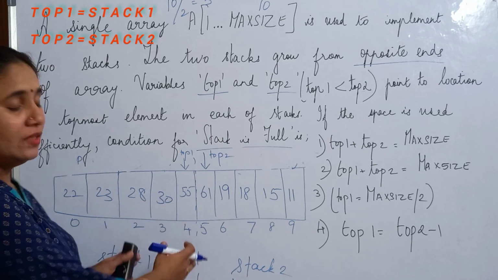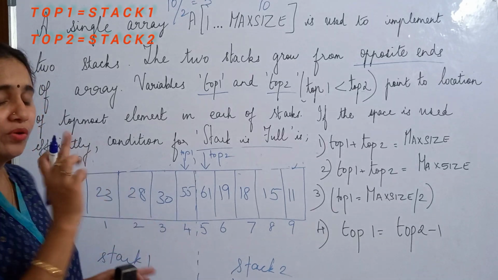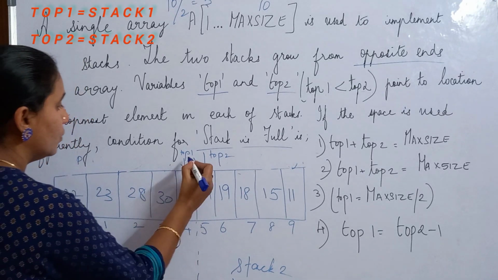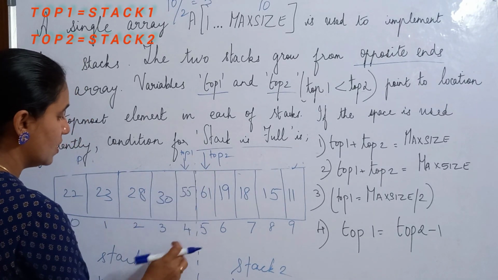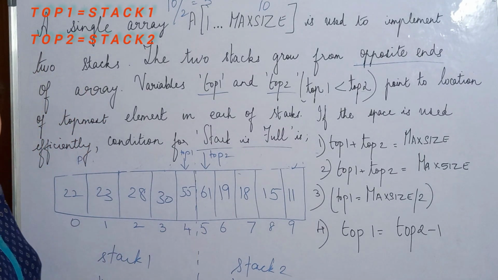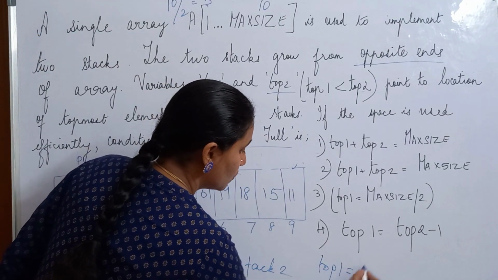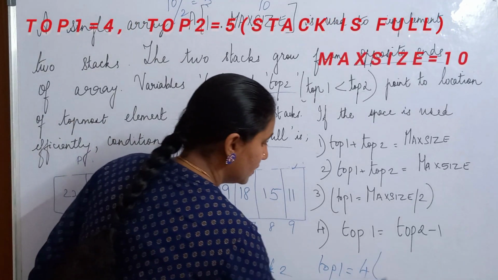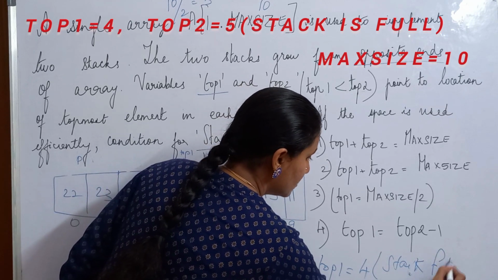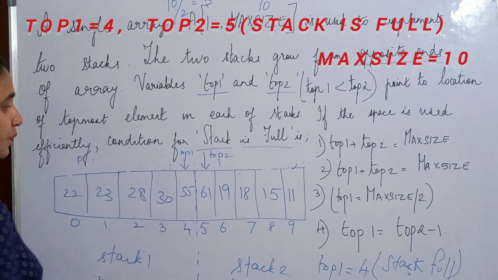So now if you keenly notice, what is the condition for the stack to be full? That is, when the pointer is pointing to a location which tells the stack is full. Here it is top 1. So top 1 reaches the maximum size of the stack when the index value is 4. Isn't it? For stack 1, when the index value is 4, it means that the stack is full, isn't it?